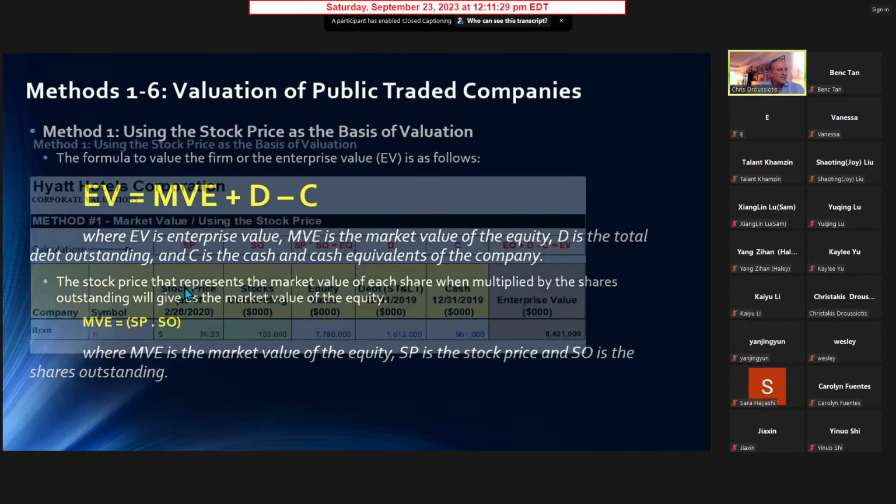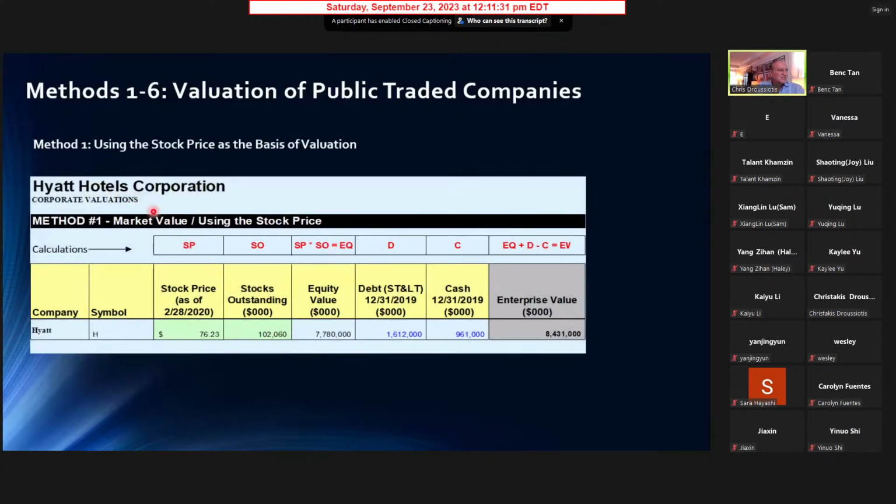So method one is basically using the stock market, using the stock price, because the stock price itself is the value of the company, what people are willing to pay for the stock. So if I look at Hyatt as my example here, and this is a little old anyway, Hyatt at that time was trading at $76 a share on that day, times 102 million shares outstanding. It puts the market value of the equity, sometimes they call it market cap, at 7.7 billion.